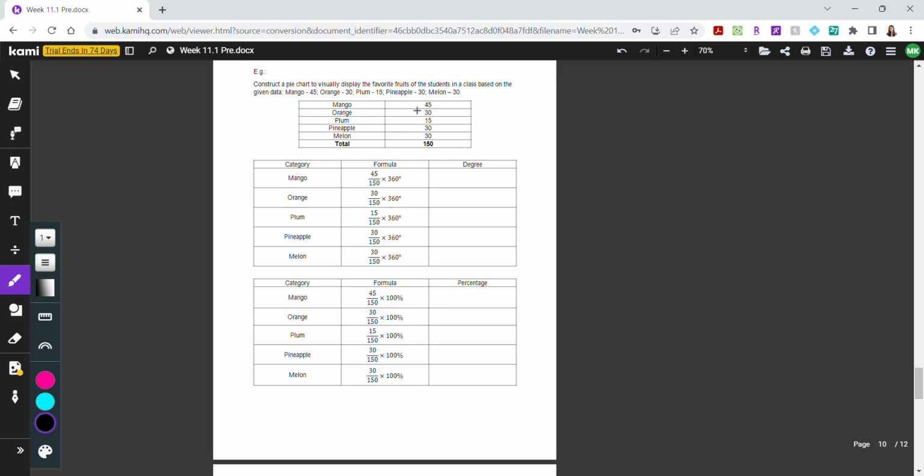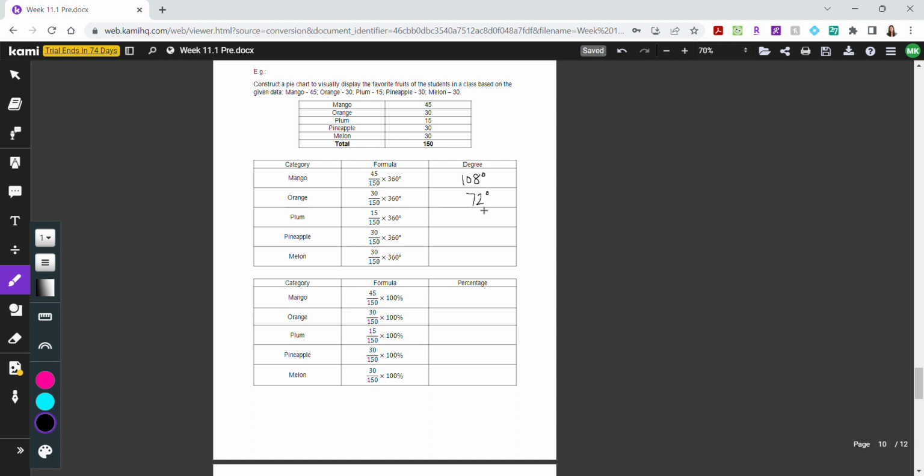So we know for each sector, each type is going to have this many people, and the total is going to be 150. All right, now I want to find degree and percentage by putting it into the formula. So for mango, it's 45 over the total frequency, which is 150, times 360, which is going to give me 108 degrees. Now for orange, it's going to be 72 degrees.